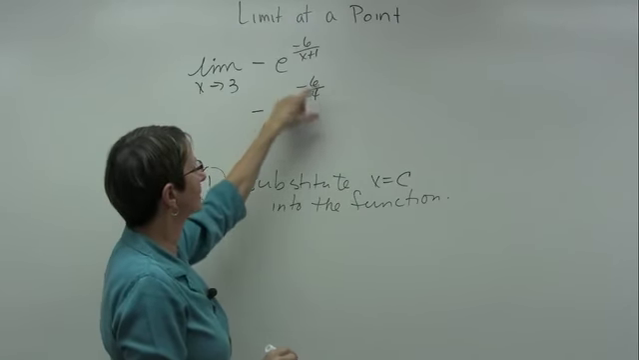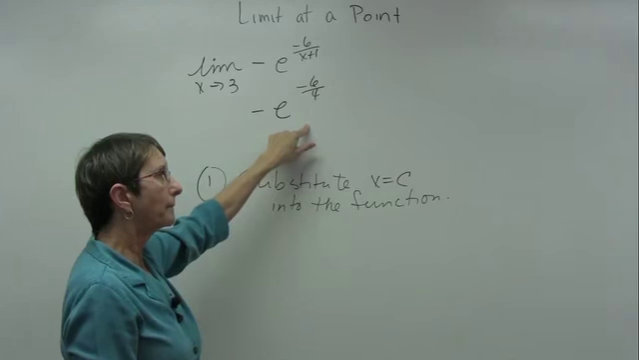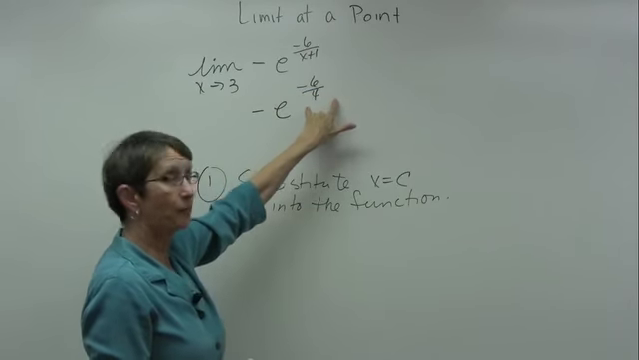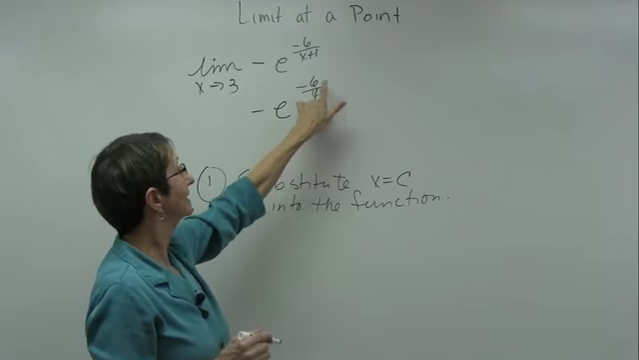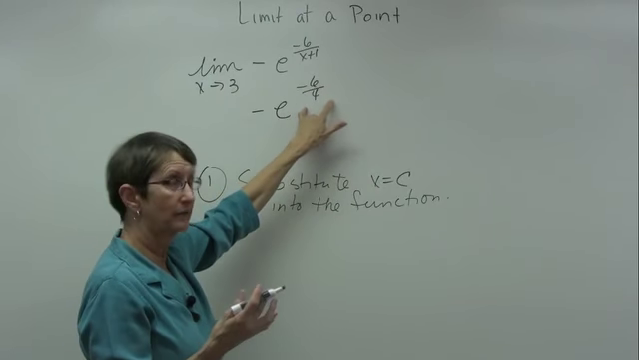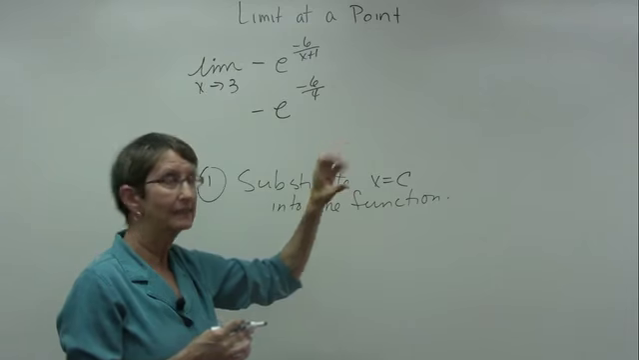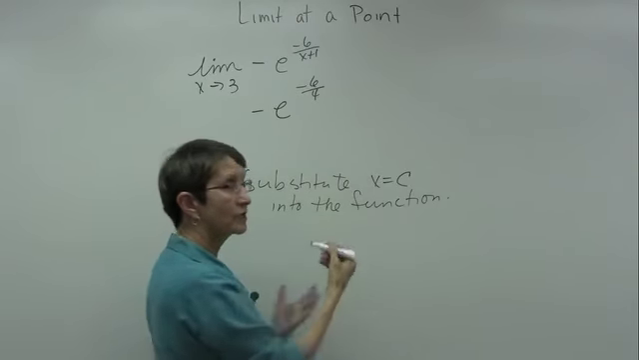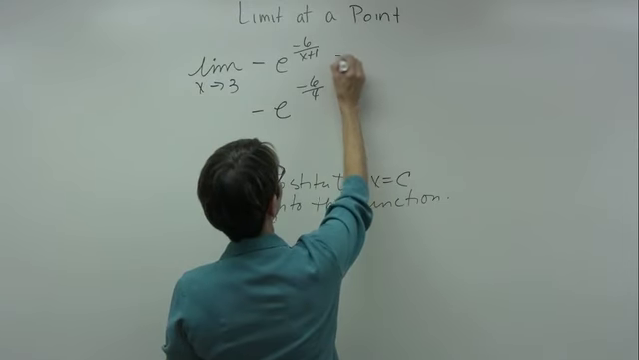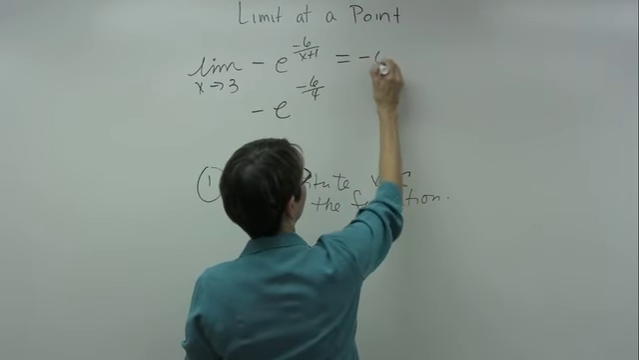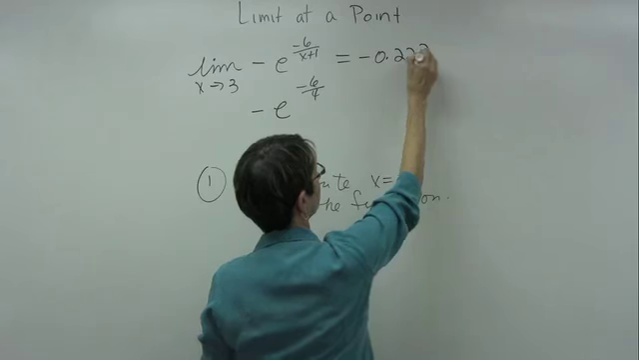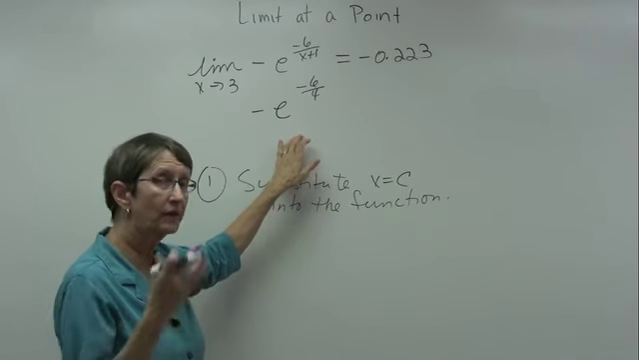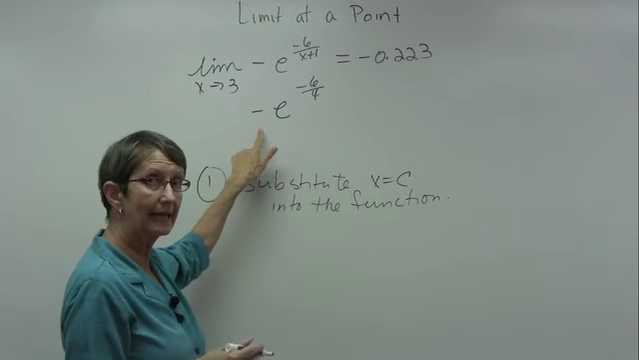E to the negative 6/4. If you wanted to do this on a calculator, be sure to do the exponent first. 6/4, make it negative. Then do the e to the x, and then make that negative. And if you do that, you get a number, and that number is negative 0.223.